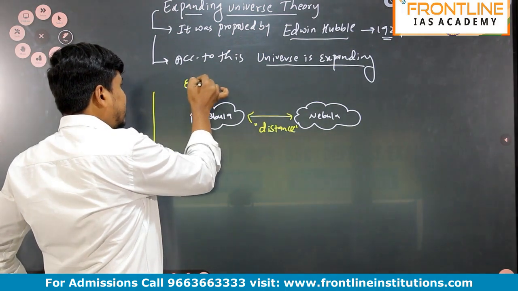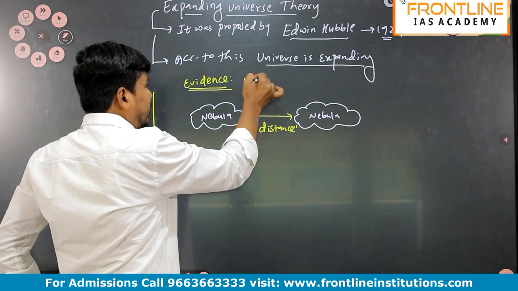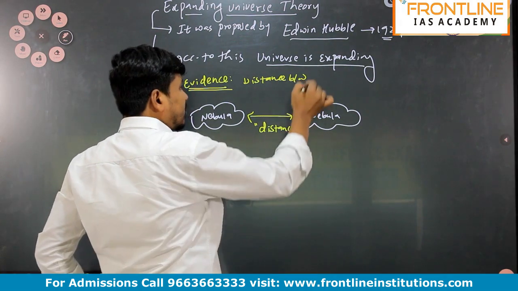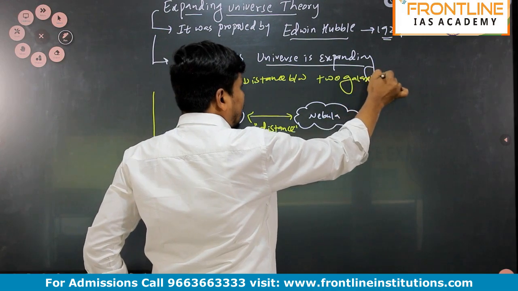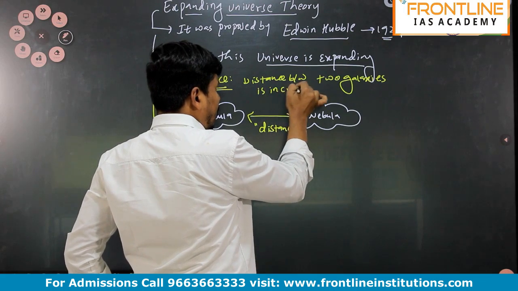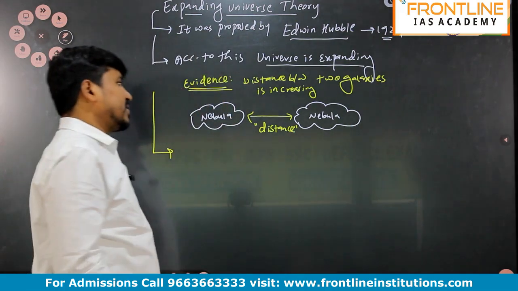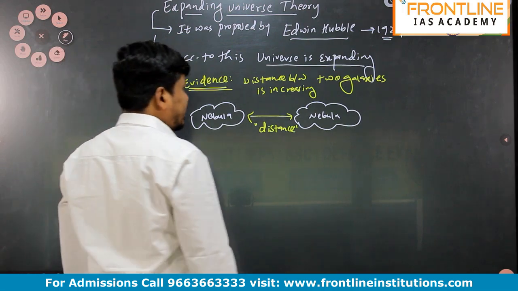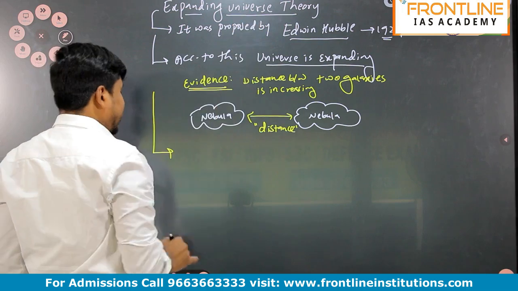So here the evidence is that the distance between two galaxies is increasing. That is the evidence. And this study was done with the help of the Hubble telescope, right?